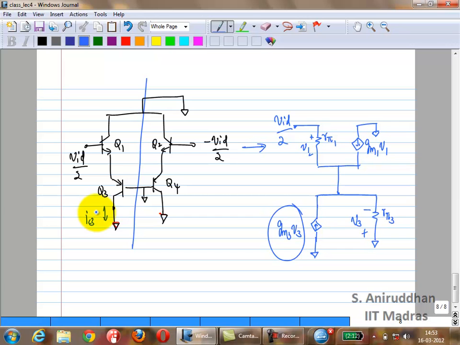Anybody? It's not that difficult, right? You have 4 components. So what do you have the answer in terms of? You have probably RPi1, RPi3, GM1, GM3 and so on. Well, you know RPi1 in terms of GM1 and RPi3 in terms of GM3. And you also know that beta naught is much greater than 1. You can use those, beta naught 1 and 3, to simplify. First replace RPis in terms of GM, then apply the condition beta naught is much greater than 1.